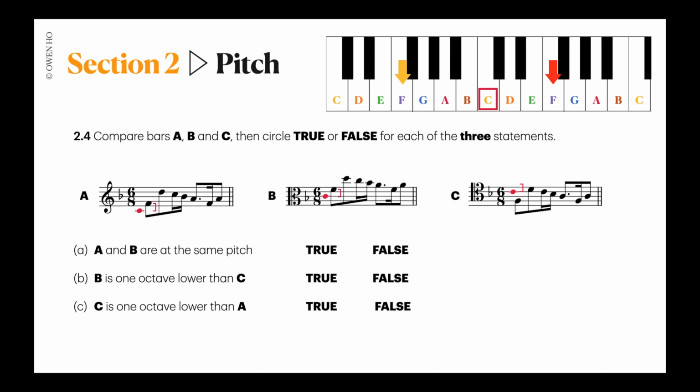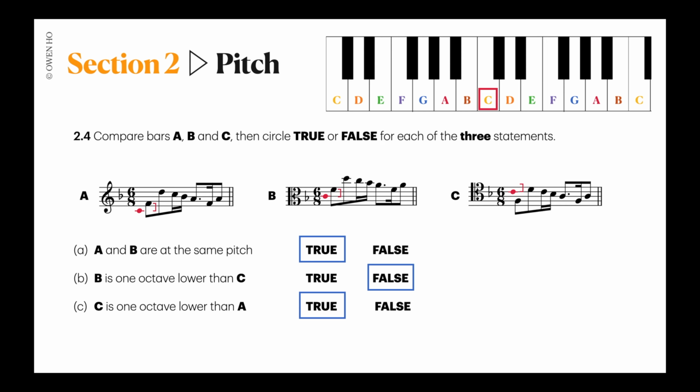Now that we have figured everything out, we can answer the question. For statement A, A and B are indeed at the same pitch, so the answer is true. Statement B, B is 1 octave lower than C. That is a wrong answer, because that needs to be the other way round. It's C 1 octave lower than B. And the last statement, C is 1 octave lower than A. And that's exactly what we have found out just now. So the answer is true.